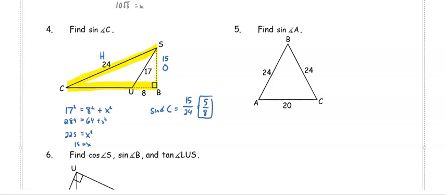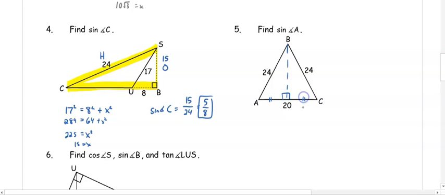In number 5, we want to find the sine of A. The problem is that we don't have a right angle yet. So in this isosceles triangle, we can draw a height in, which is going to bisect our base into 10 and 10. So we can do the Pythagorean theorem then to find the height. So 24 squared equals 10 squared plus x squared. 576 equals 100 plus x squared. 476 equals x squared. So when we reduce, we get 2 root 119.